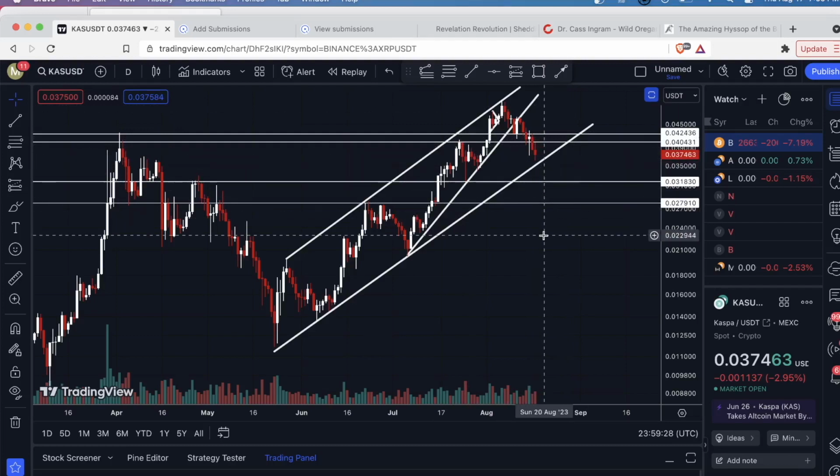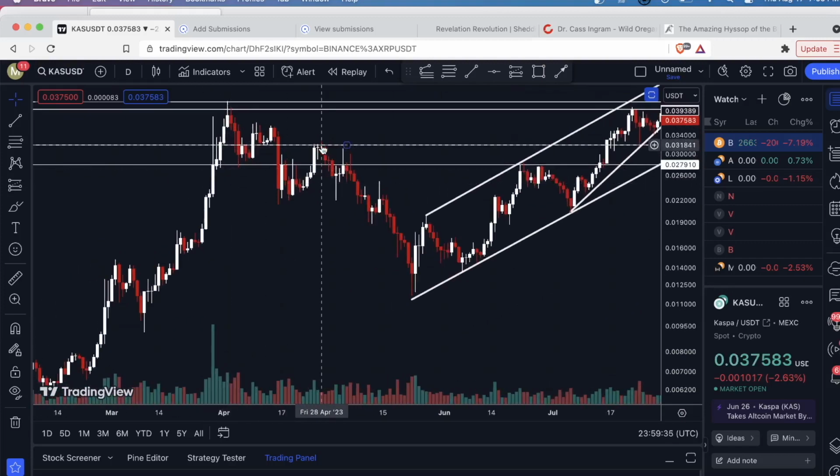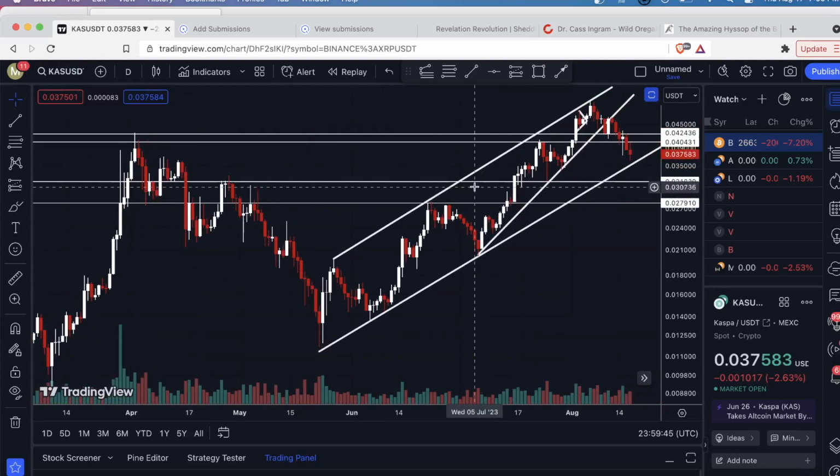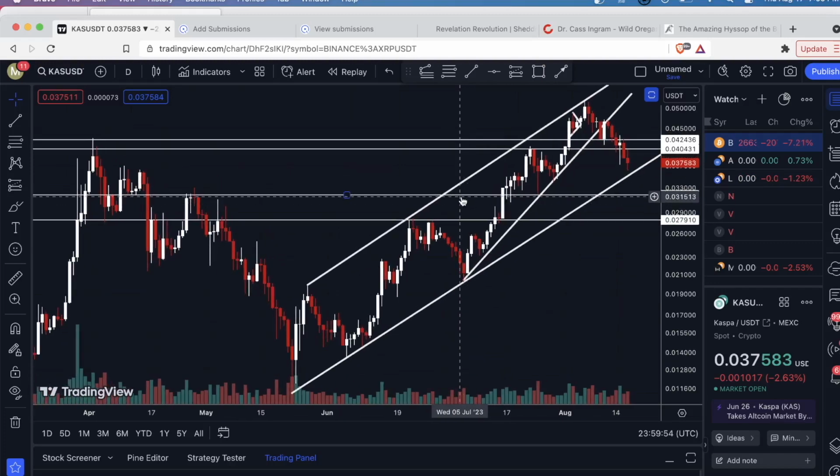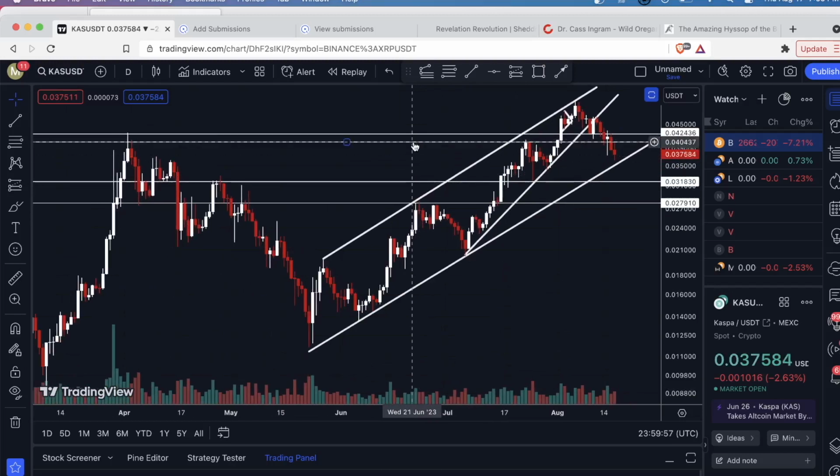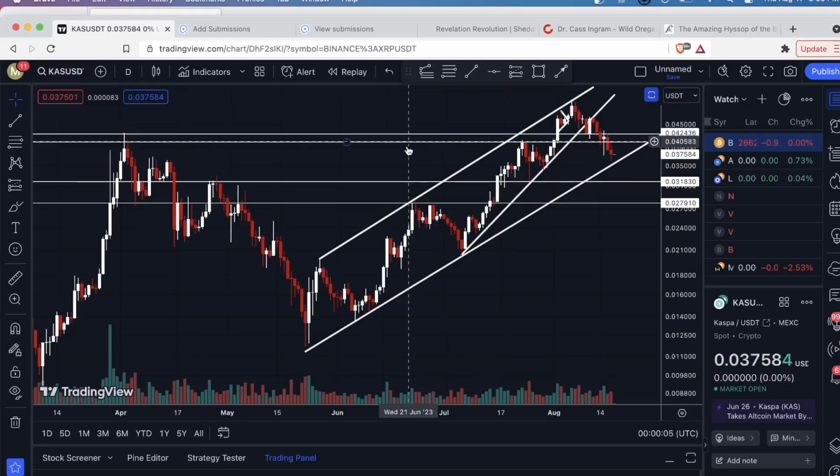Next level I recommend that you draw on your chart is right here, basically the top of these two candle bodies. This is a significant level as well. As you see, it was resistance here, flipped to support, came down, resistance again. So yeah, this level is around 0.0318. This level below it is around 0.0278. Next level is going to be right here at around 0.0404. And then the top one right here is 0.0423.